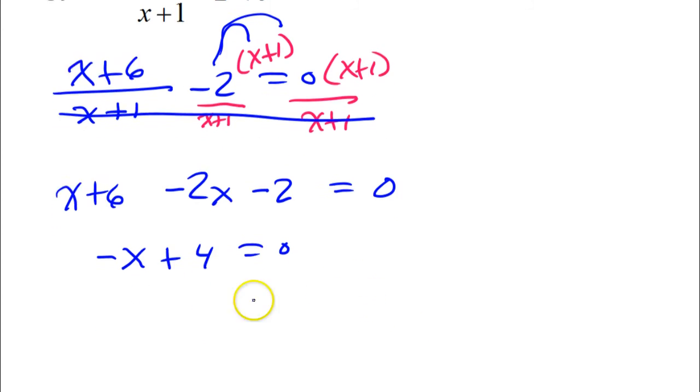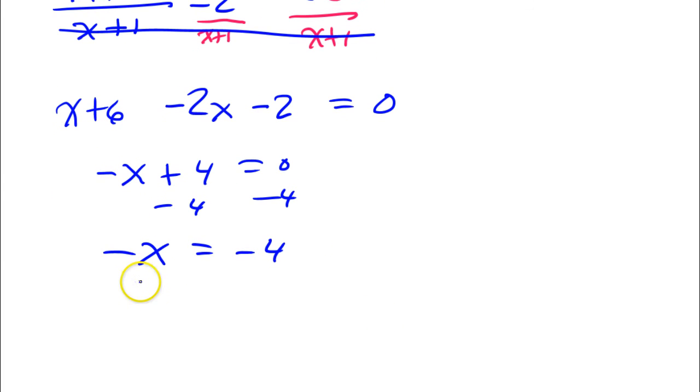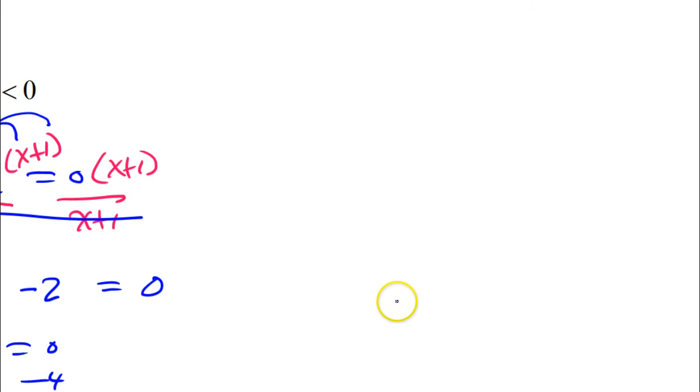All right. So at that point, normally we would subtract 4 from both sides, so that'll give me negative x is equal to negative 4. Divide both sides by negative 1. So x is equal to 4. So that's one of the values that's going to go on that number line, is positive 4. Okay, so fine, x equals 4.